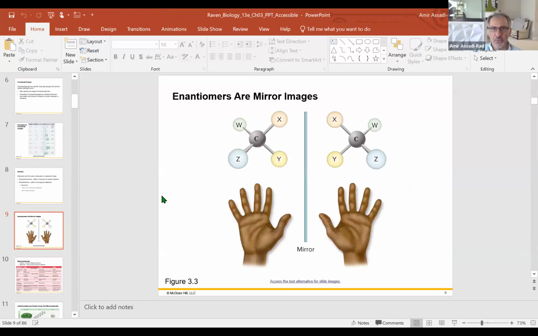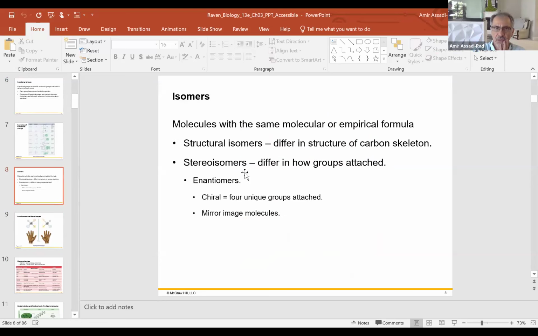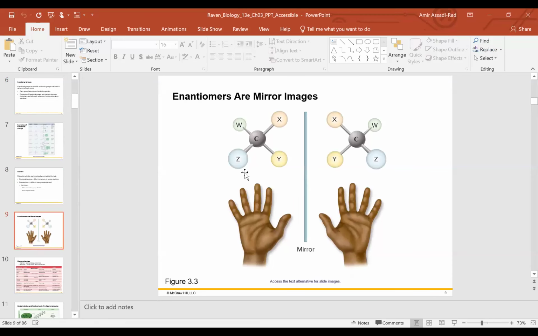Does anybody know the enantiomers? Did I talk about this? Molecules are mirror images of each other. Did I talk about this or no? Yeah, I think I did. Yes, you did, thank you.